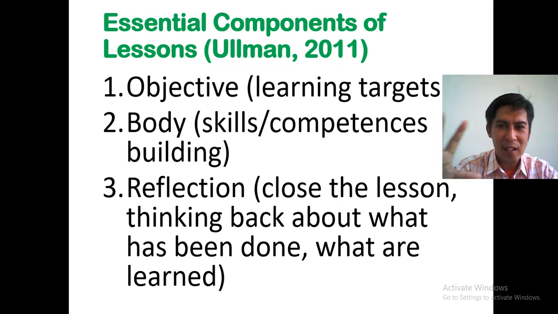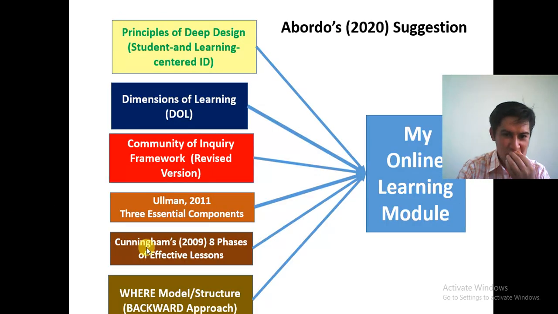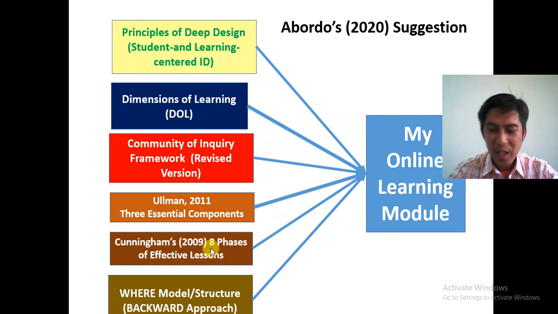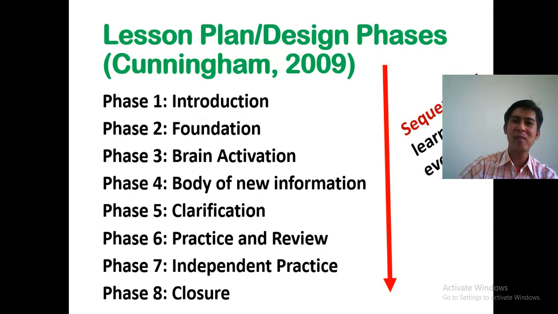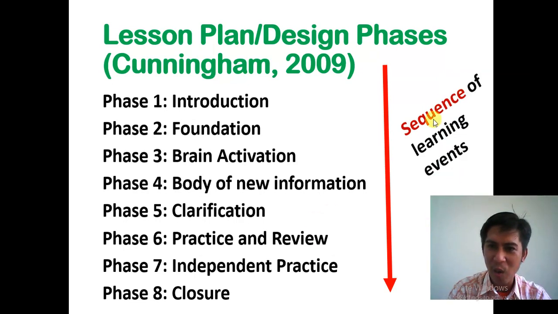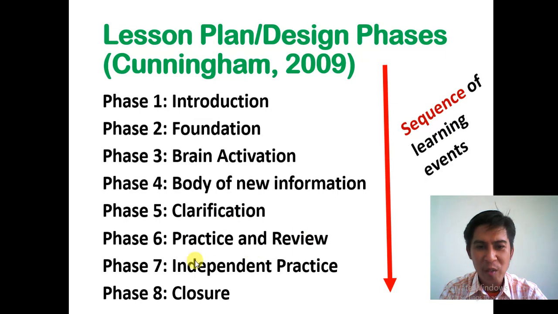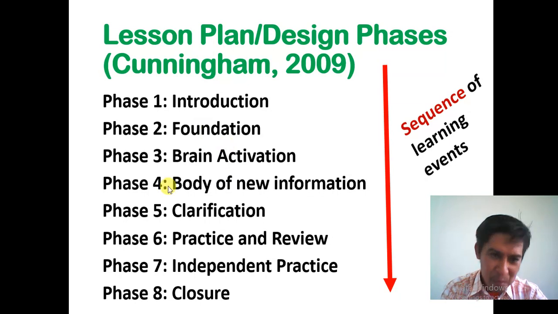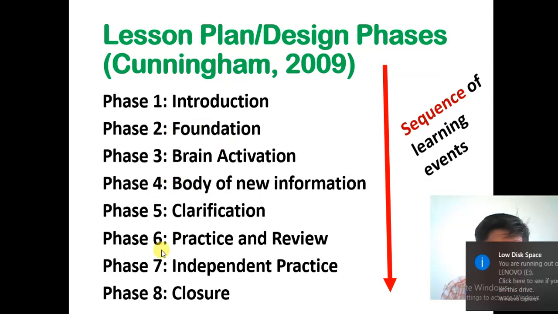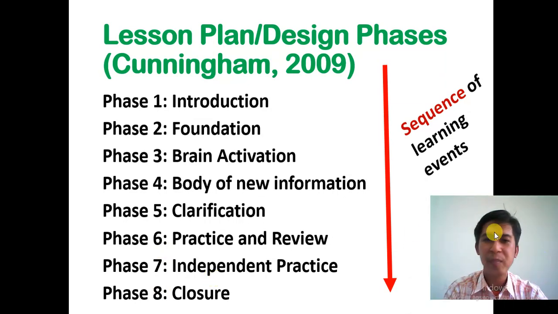Okay, let's expand that a little bit. So let's go to phases. Looking at those, you will notice that Cunningham also expanded that, and I will say this is the sequence of learning events. So how do we start the module? You do some introduction. According to Cunningham, phase 2 is foundation, brain activation, body of new information, clarification, practice and review, independent practice, and closure. Then you close your class. You introduce, then the body, then you close. But this is the sequence of activities.